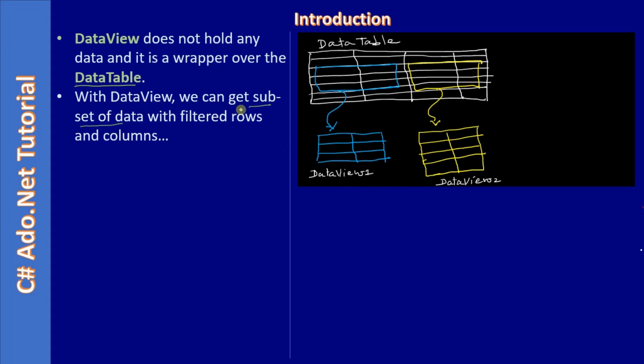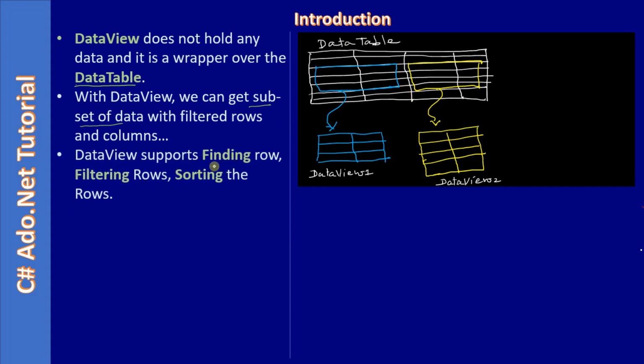So with the DataView, we can get a subset of data with the filtered rows and columns. Here if you see, we filtered just 2 columns and the number of rows is only 3. So these rows we skipped. The same way we created DataView2, which is another subset of data from the parent table.